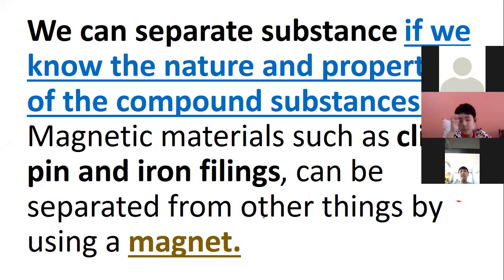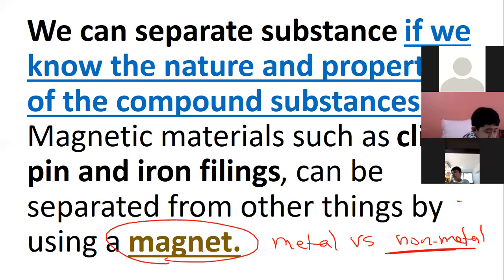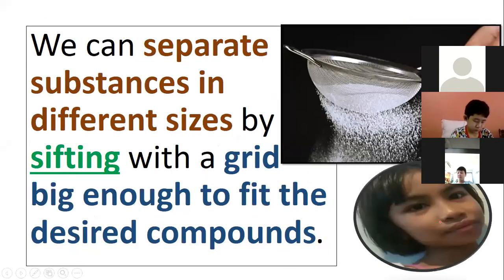For example, metal versus non-metal. We use a magnet for metals, right? So we can separate them, like an iron clip and sand, like that.